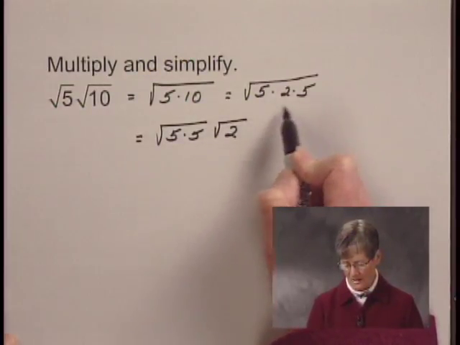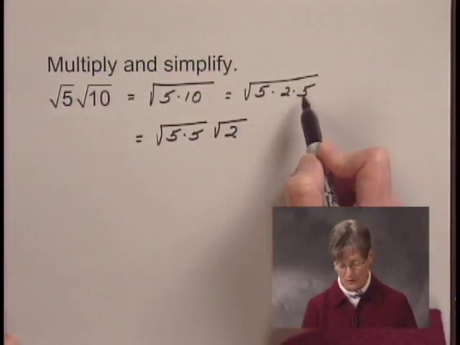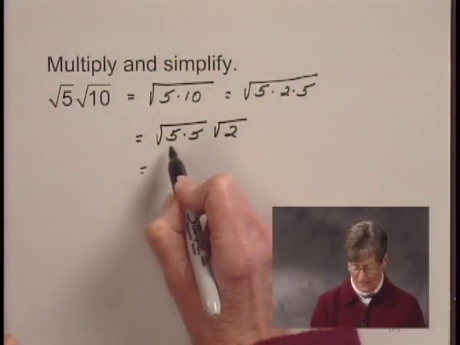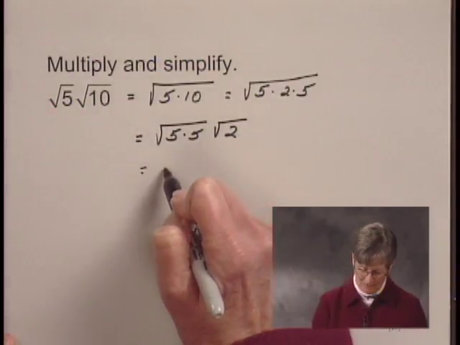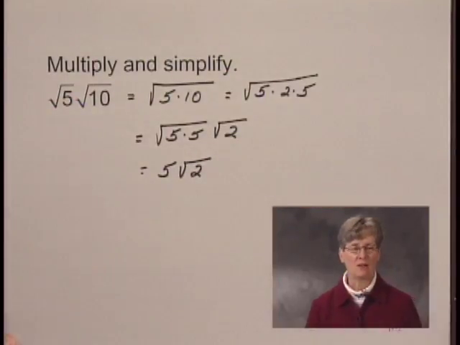I put this pair of 5s together so that when I take their square root, I have a perfect square. Actually, the pair of 5s gives me a perfect square. And when I take the square root of 5 times 5, I get 5. So the final result is 5 times the square root of 2.